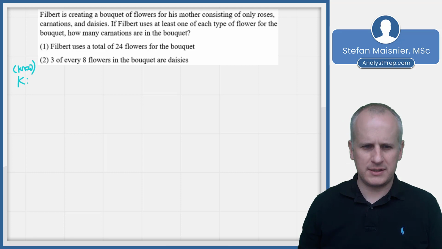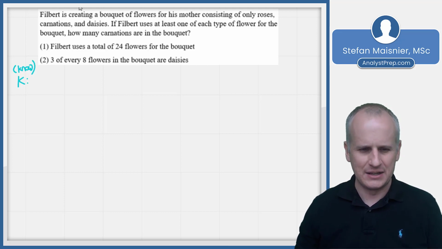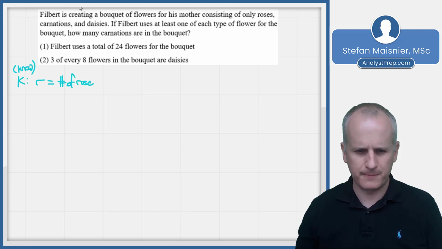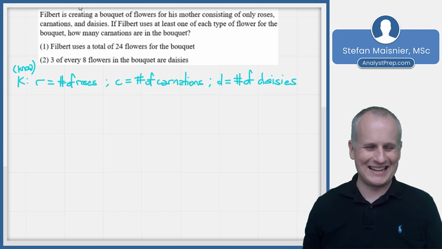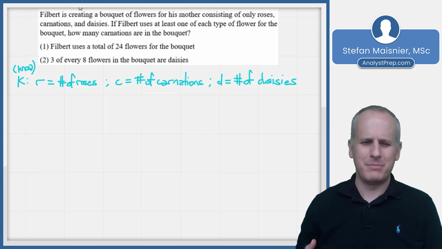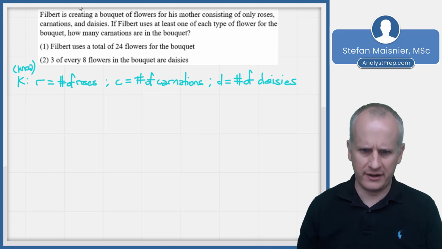So we see in the first sentence, Filbert is creating a bouquet of flowers for his mother consisting of only roses, carnations, and daisies. So we know that R can be equal to the number of roses. We know that C is going to be equal to the number of carnations. And we know that D is equal to the number of daisies. Now, on the exam, you probably can just write out R, C, and D as the variables, but here for illustrative purposes, we're writing it out very completely.